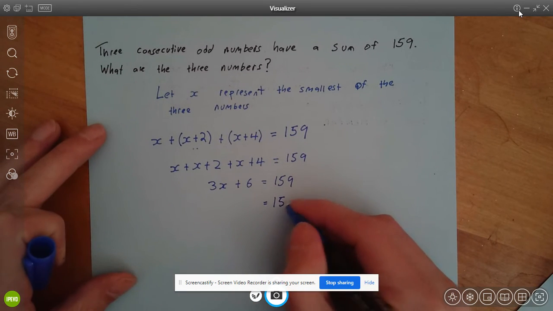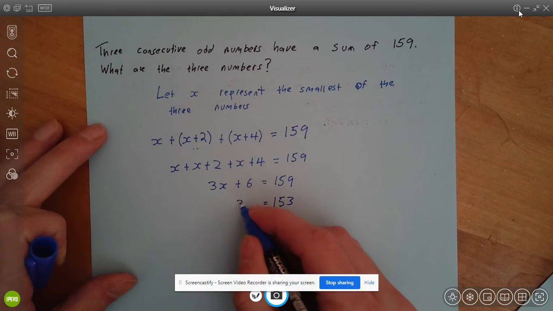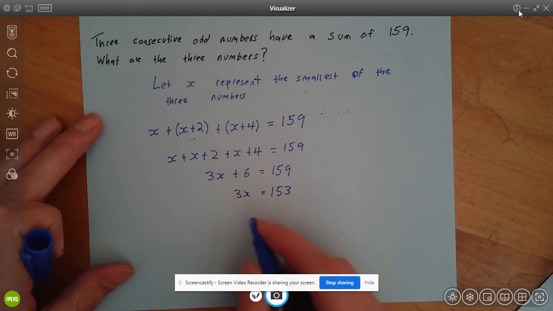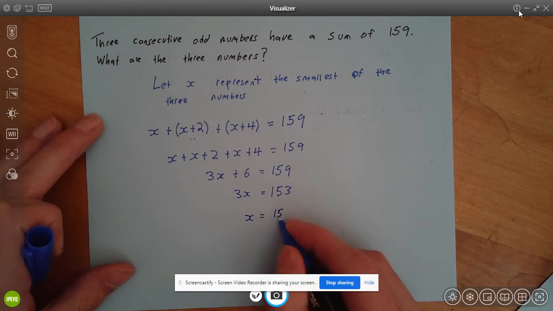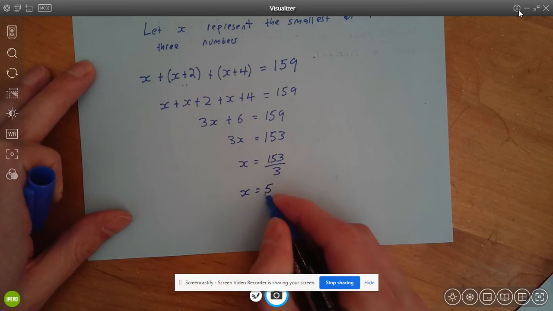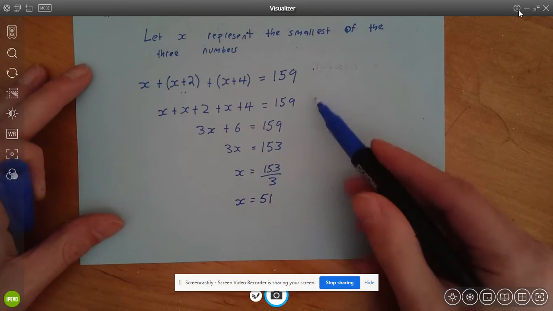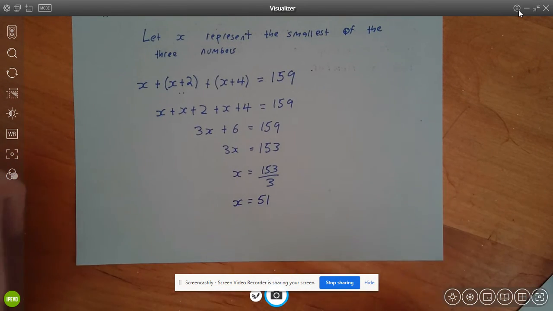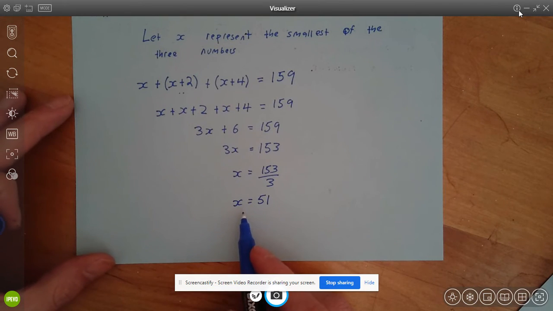So now I have 3x equals 153. To get rid of the times 3, I have to divide on the other side. 153 divided by 3. So x equals 51. So now I've solved the math equation. I'm still not done. Now I need to write a concluding sentence.